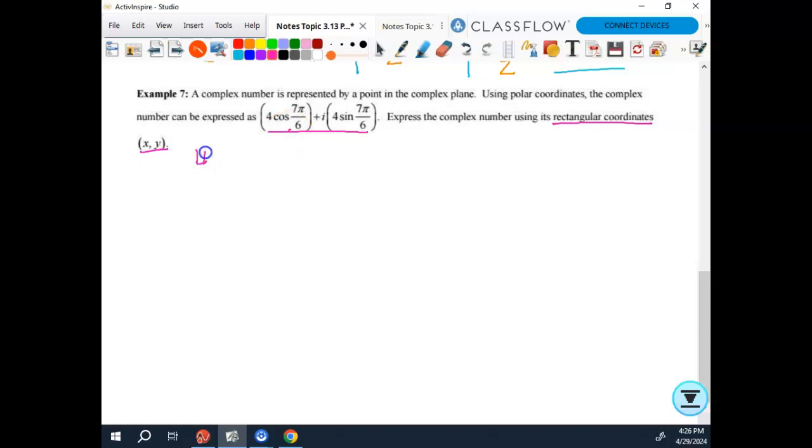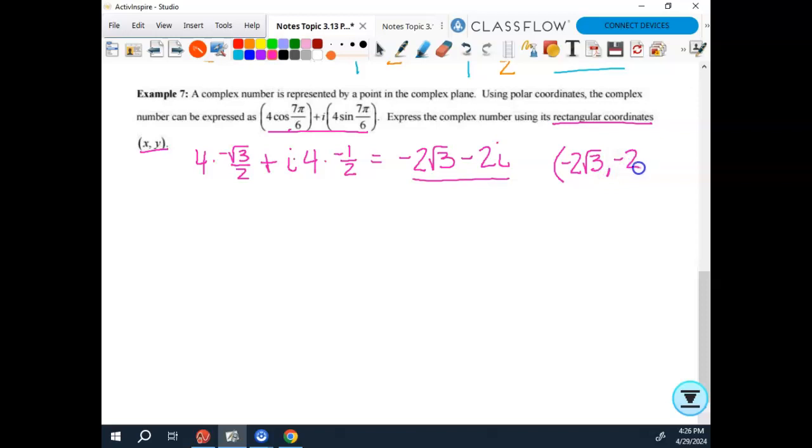So I'm going to do 4 times, well, the cosine of 7 pi sixths, that is going to be negative square root of 3 over 2, plus i times 4 times the sine of 7 pi 6, which is going to be negative 1/2. So this is going to give me negative 2 square roots of 3 minus 2i, I believe. Yes. So if that is how I write my imaginary number, then its rectangular coordinates are negative 2 square roots of 3, negative 2.